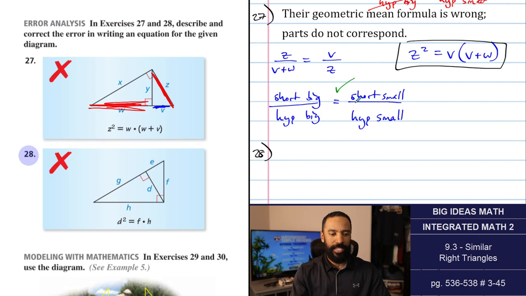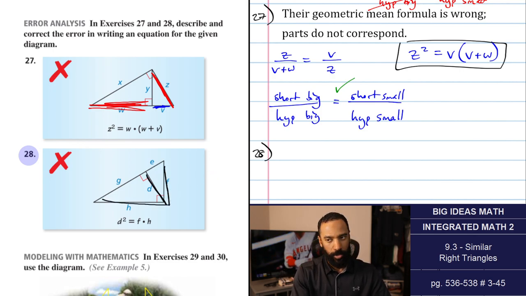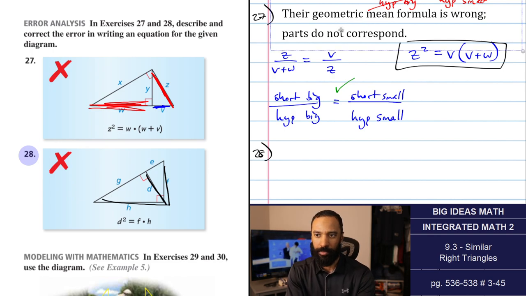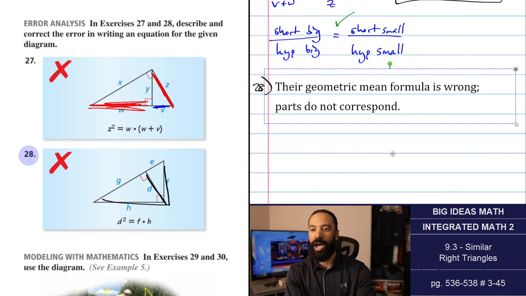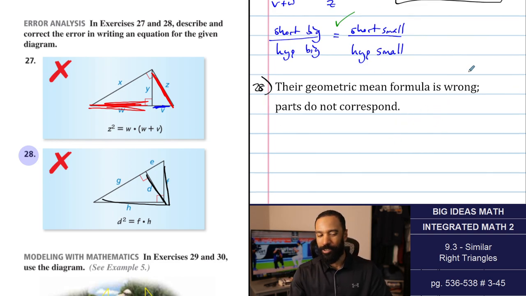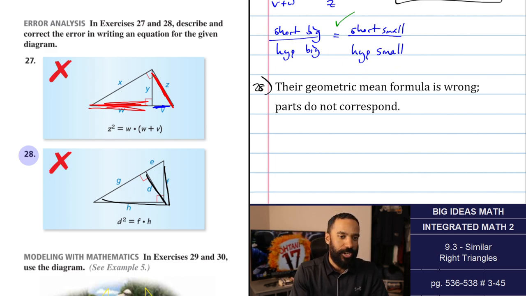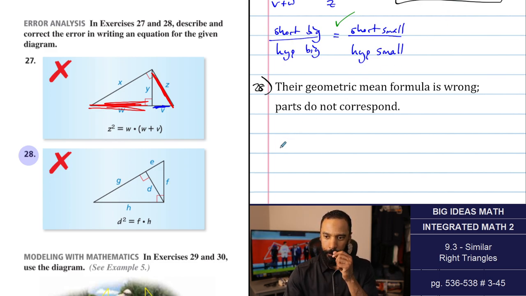So number 28, d squared equals f times h. No, those parts don't correspond either. I'm going to say the same thing. Geometric mean formula is wrong, parts don't correspond. Now, what's the proper answer? I'm not going to write it first, but the proper answer lies within how d is represented. Let's start with d in a proportion setup.